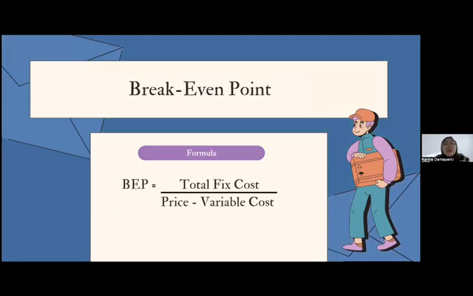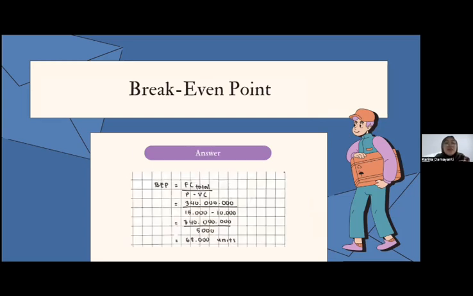Step 3, calculate the break-even point. So we use the formula. The formula is break-even is equal to total fixed cost divided by selling price minus variable cost. Next. That means 340 million yen divided by 15,000 yen minus 10,000 yen. So 68,000 units. Next.